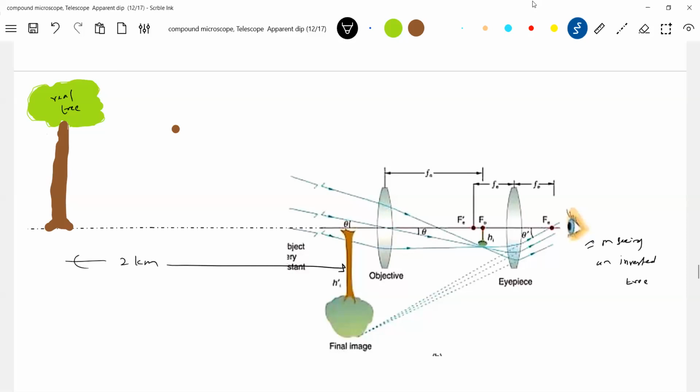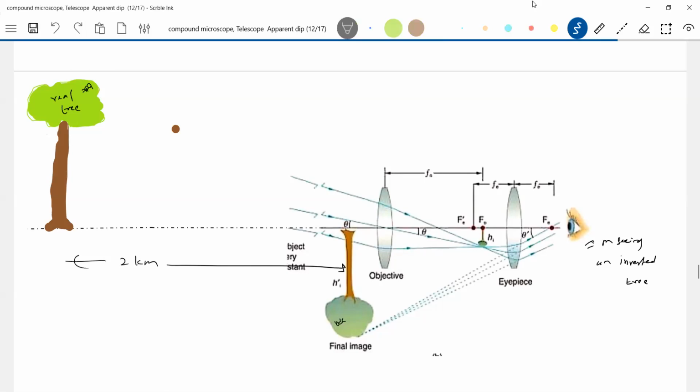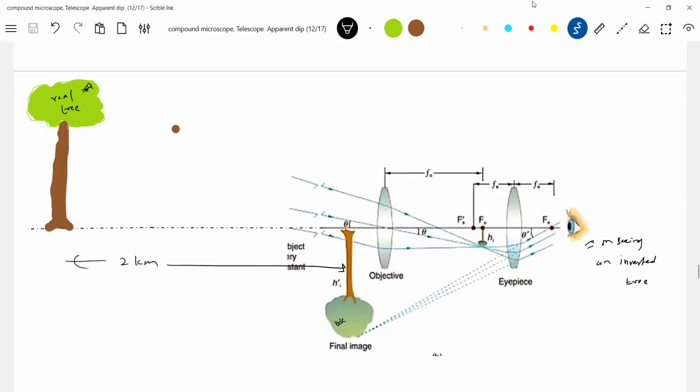That's all, no? And there's a bird sitting, and you want to see the bird actually. Who will like to see the tree? So you want to see the bird. Okay, that bird will appear as if hanging inverted. So it's not some problem. What is the problem? The final image is inverted. This is what happens with the astronomical telescope.